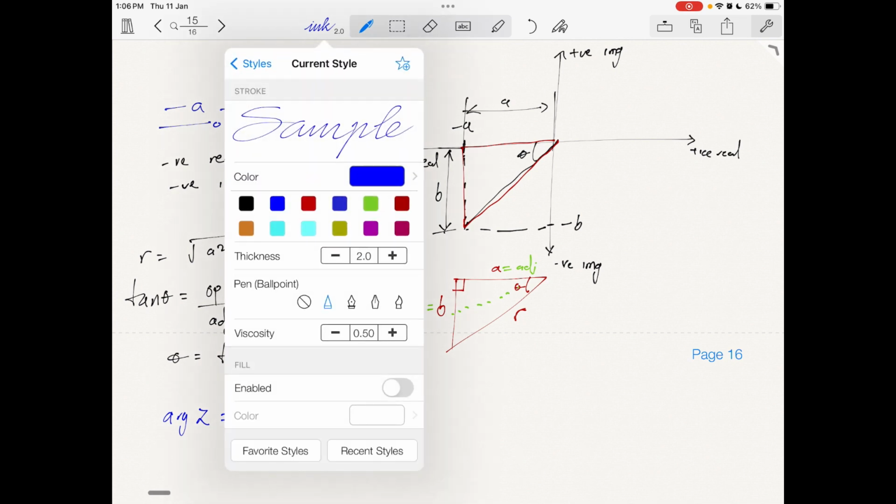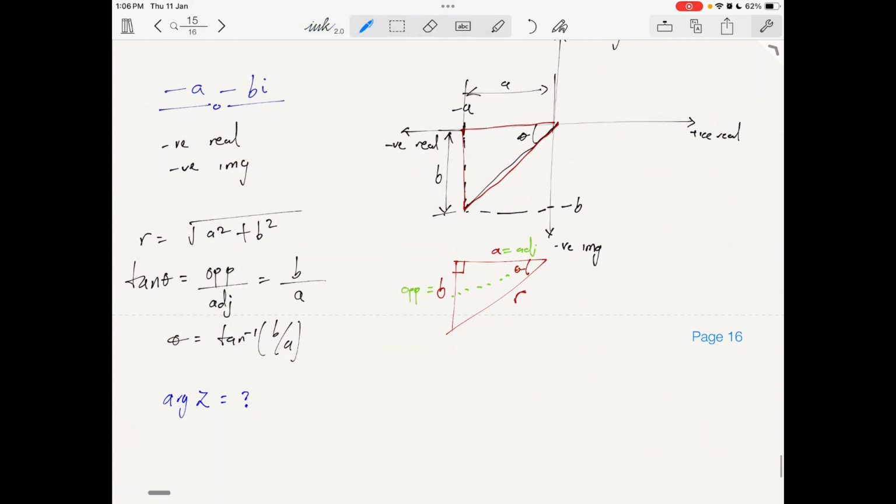So having done that, let's go back to our Argand diagram with the complex number here, with angle theta here. Now argument z is counting from the positive real axis, or positive x axis. So argument z starts counting from here, up and in the anti-clockwise direction, up to where it reaches the complex number. So this is our argument z.